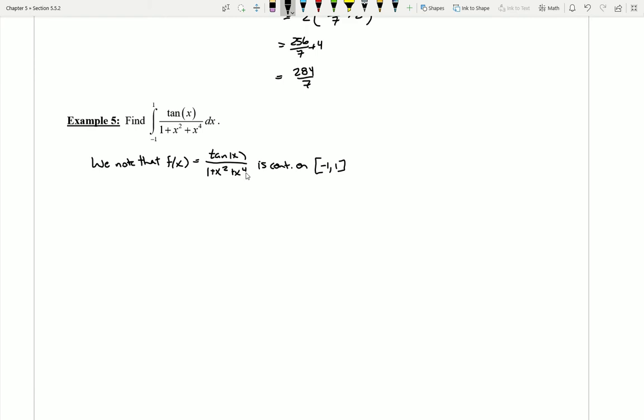And I can see that my denominator here, the smallest it could ever be, is the value of 1. Since these values of x are being squared or raised to the fourth, they have an even power, so they always generate 0 or larger. So since I have that this is continuous on the interval, we can use the fundamental theorem of calculus part 2 to try to help us with this.